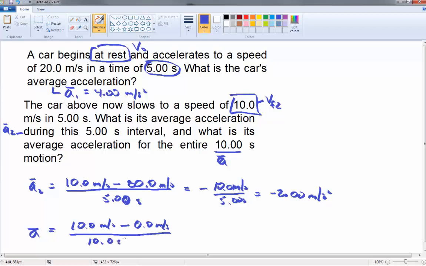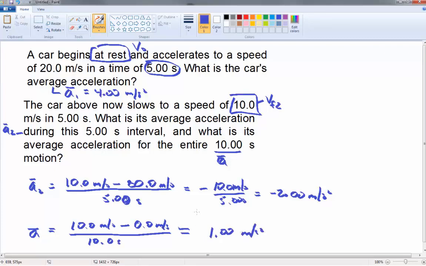And the reason why you end up with the same answer is because this process is basically constant for a while, then constant for another while, and both things happen for the same amount of time. So this is going to end up as 1.00 meters per second squared.